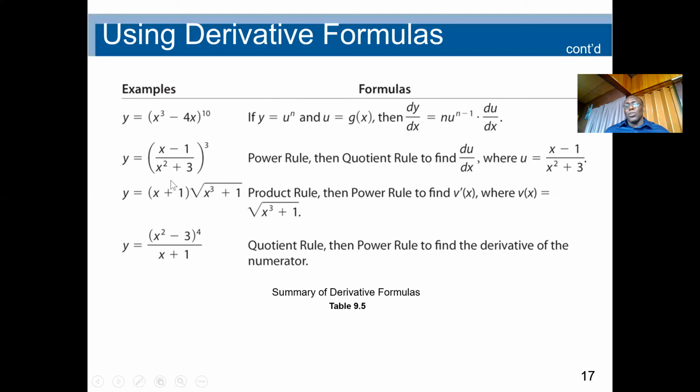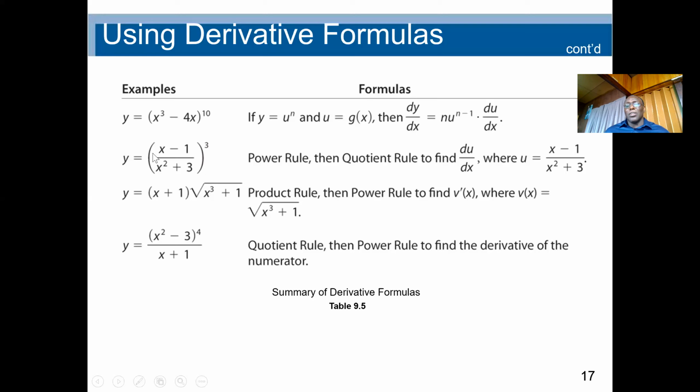The next question here also, we have the quotient and power. So this means we also have to use the power rule first as our primary rule. Then the chain rule, we have to use the quotient. So the answer here will be 3 times (s minus 1 divided by s squared plus 3) to the power 3 minus 1, which is 2, times the derivative of s minus 1 over s squared plus 3.